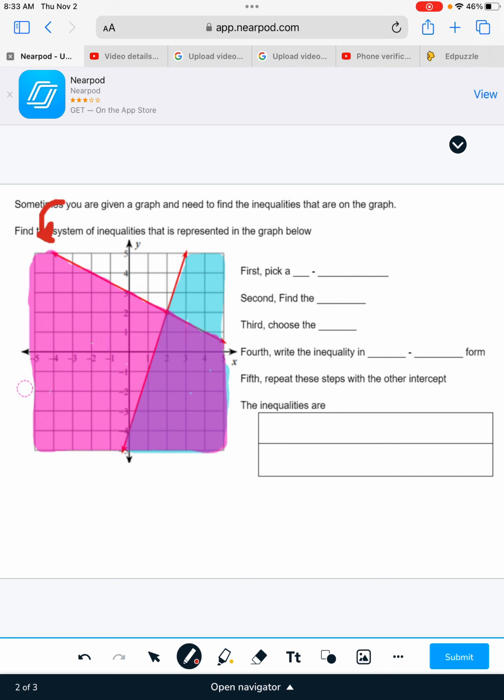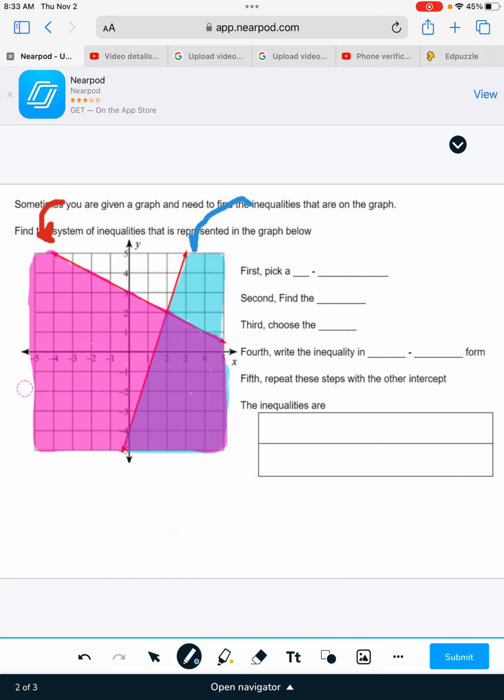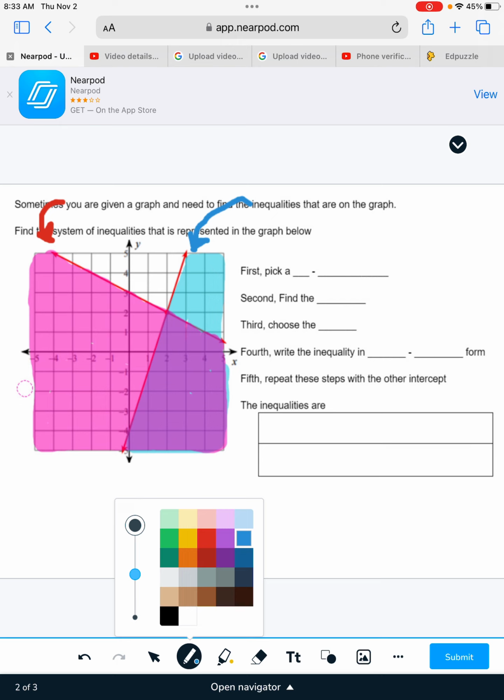I've got this red line going from the top left to the bottom right, and also this blue line going from the top right, more down, but still going over to the left. And I've got some shading here. As I look closely, I know that I need to find the inequalities for both of these lines as well as the shading. So we're going to get started on how to do that.